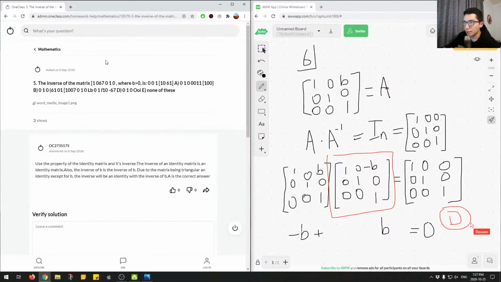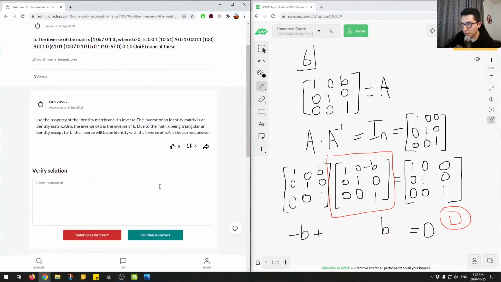So looking back at the solution here, they selected the incorrect answer. Incorrect answer, solution is incomplete, correct answer is D. And mark this as incorrect.